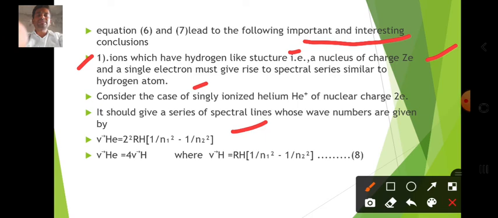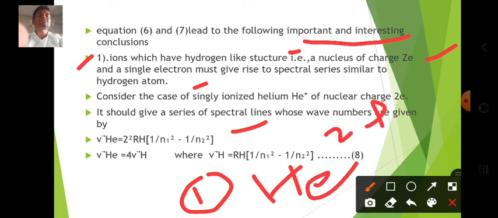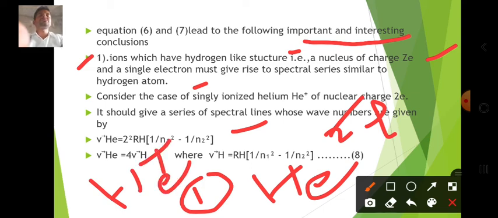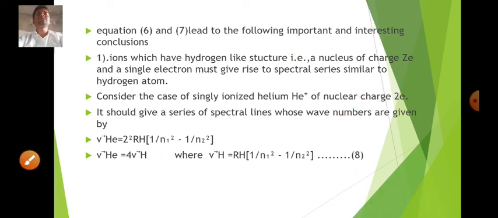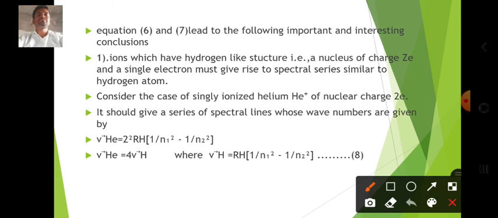Generally, equations 6 and 7 are valid only for a single electron. Helium generally contains two electrons, so if you remove one electron it becomes He plus, which also contains a single electron. For this only, Bohr's theory is valid.